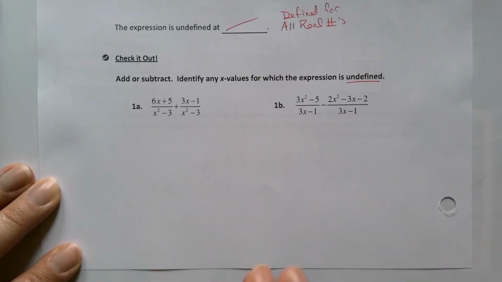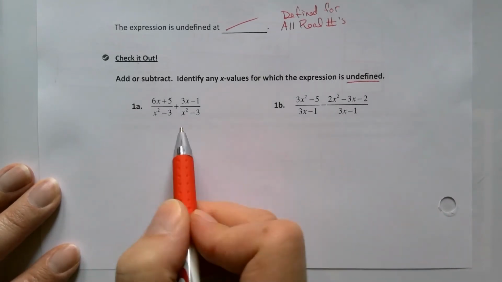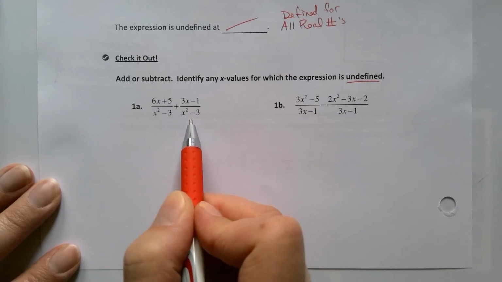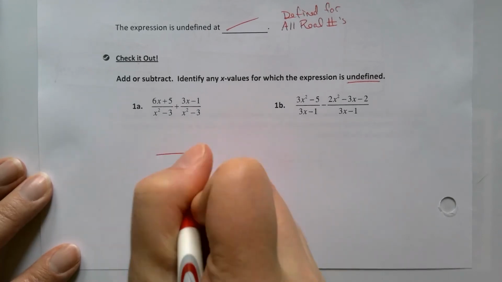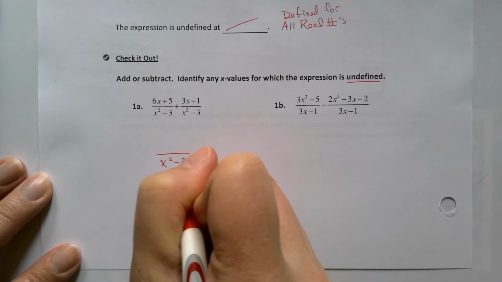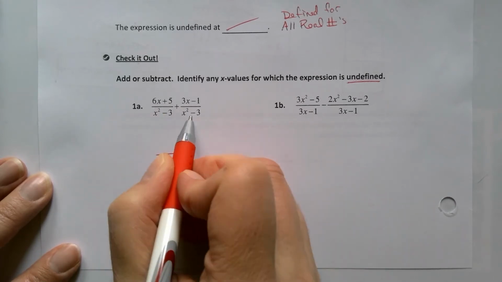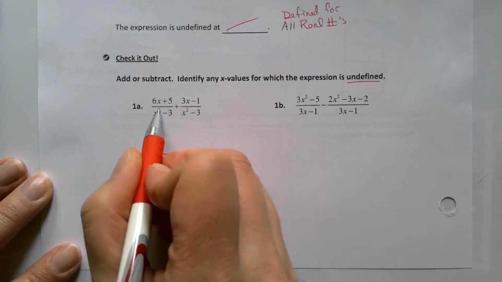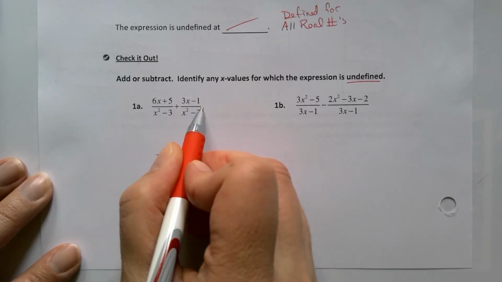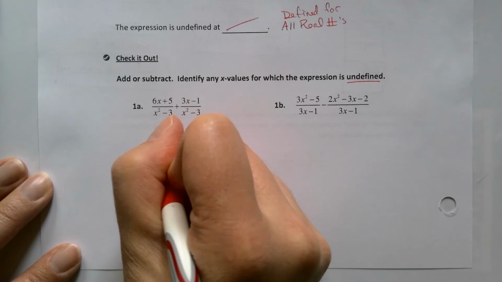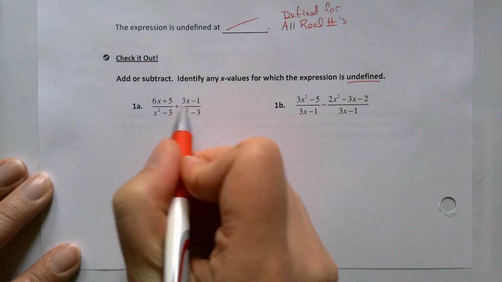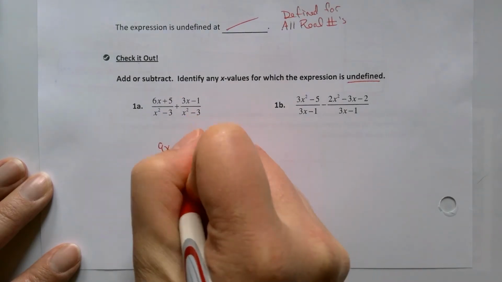All right, so again, these are a little bit easier because we already have a common denominator. We're building up to that. So I'm going to keep my common denominator of x squared minus 3. And then because I have a common denominator, I'm going to add like terms in the top. So this really becomes one big addition problem up there. So 6x and 3x is 9x. And then I have a 5 and a -1, which is a positive 4.